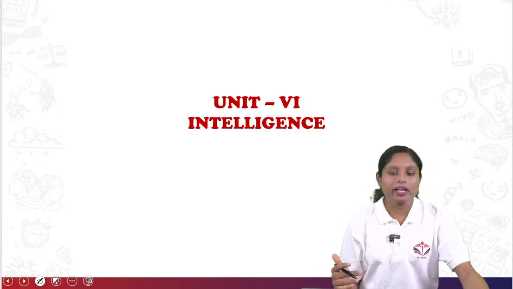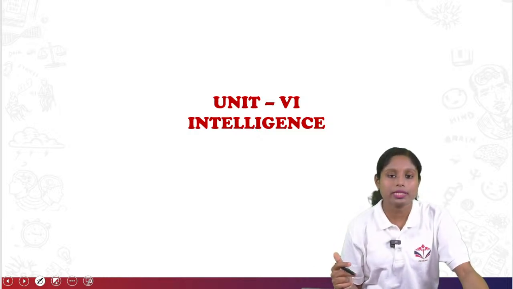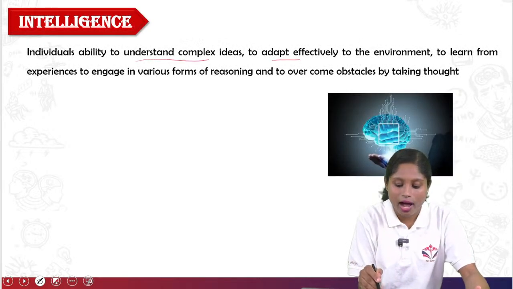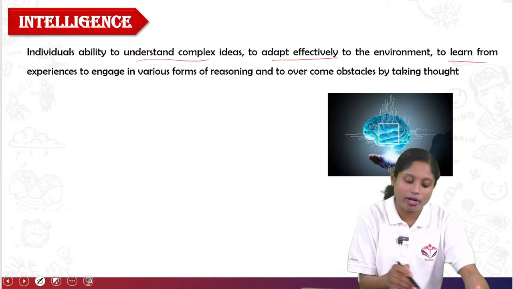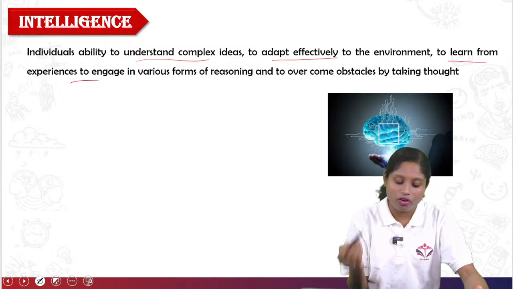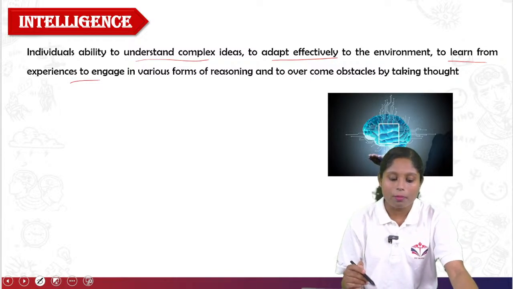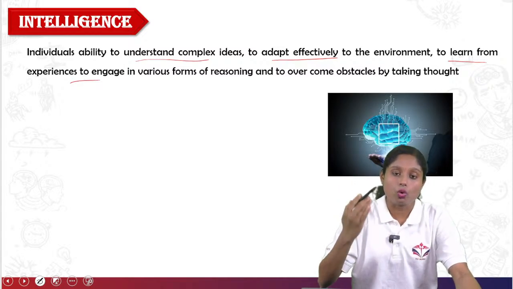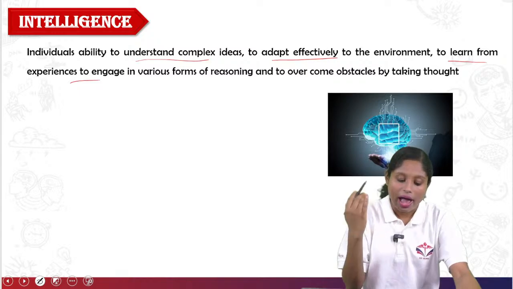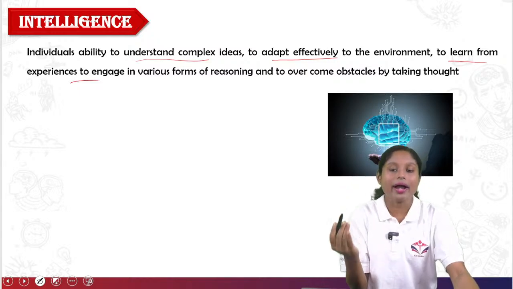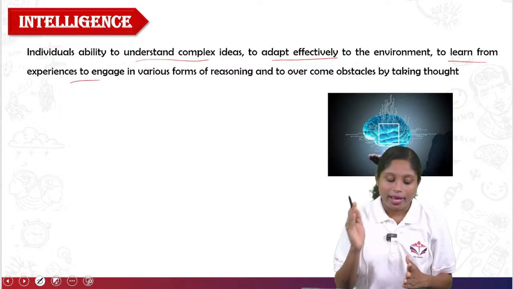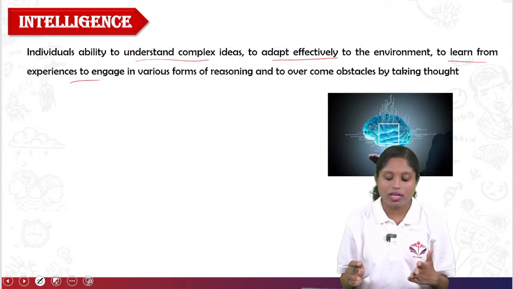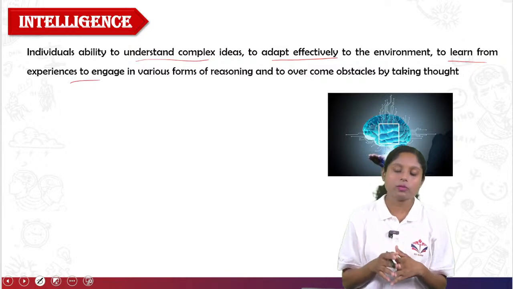Yes, so next we will discuss the last chapter, that is unit number 6, intelligence. So what is intelligence? It is the ability to understand complex ideas, adapt effectively to the environment, learn from experiences, engage in various forms of reasoning, and overcome obstacles by taking thought. So it is nothing but an individual's ability to cope with a situation, to understand a complex idea, to adapt effectively to his environment, to learn from experiences, to engage in various forms of reasoning, and to overcome obstacles by taking thought.